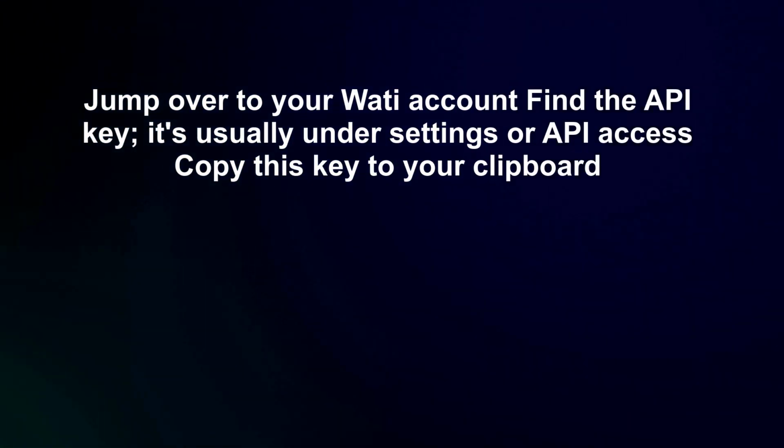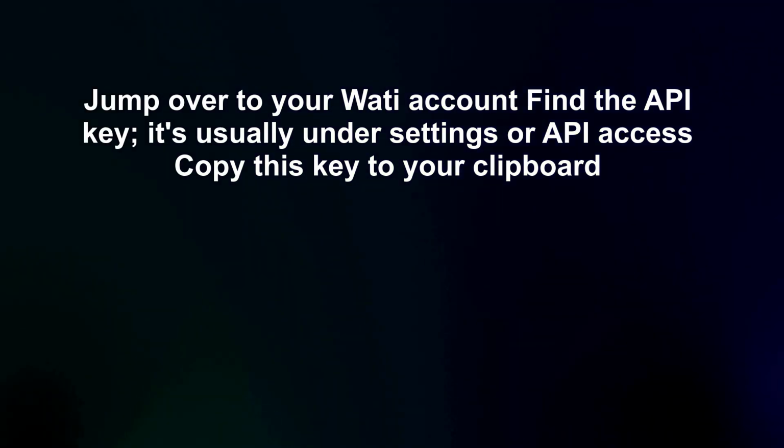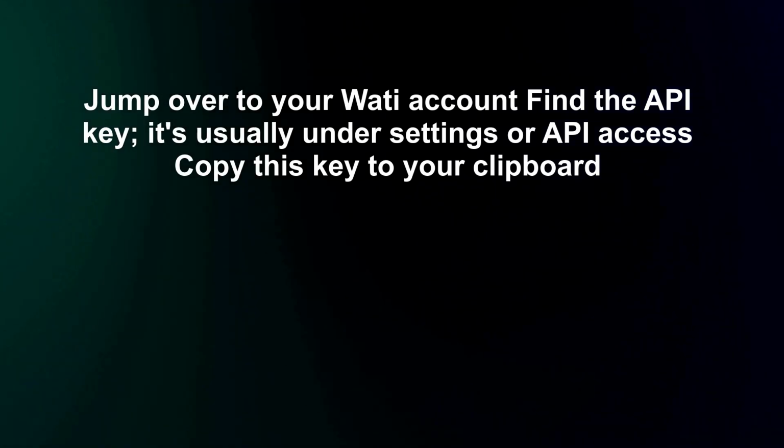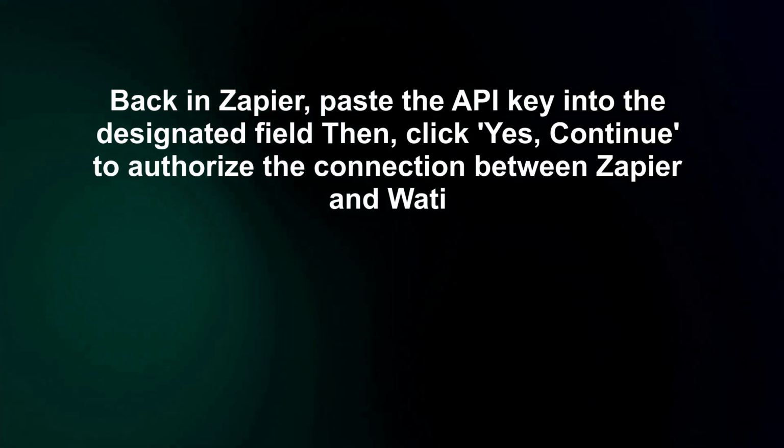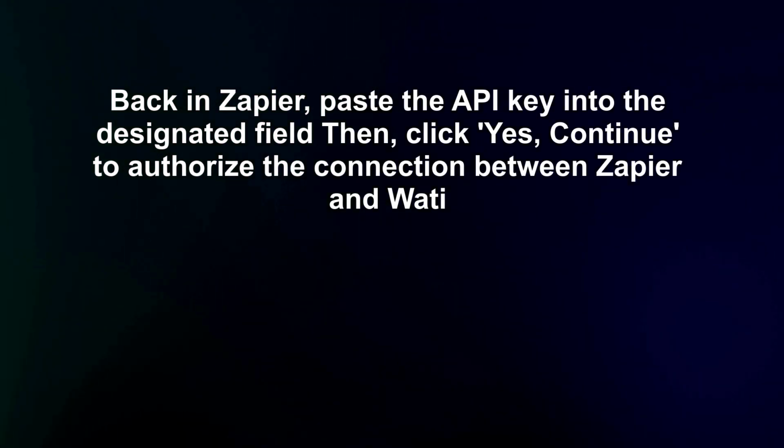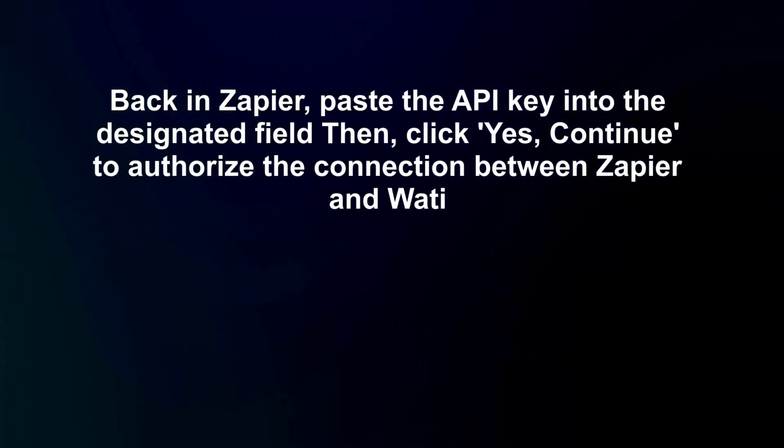Jump over to your Wati account, find the API key. It's usually under Settings or API Access. Copy this key to your clipboard. Back in Zapier, paste the API key into the designated field, then click Yes, Continue to authorize the connection between Zapier and Wati.